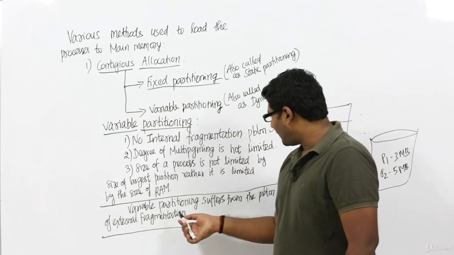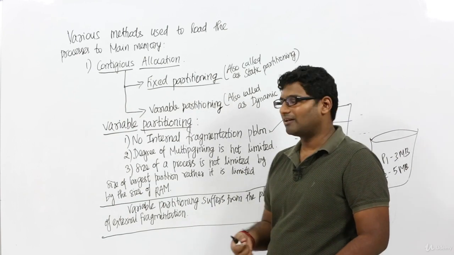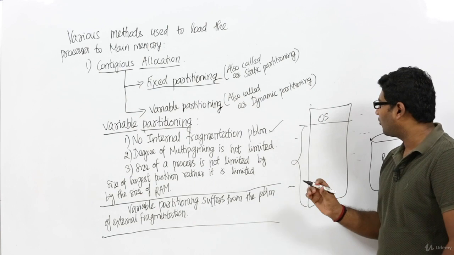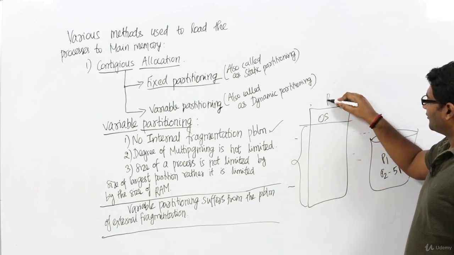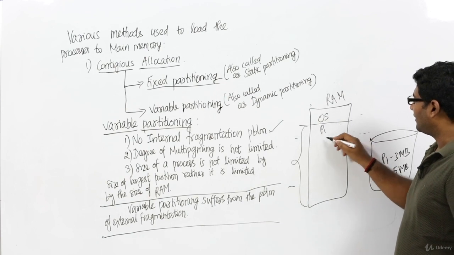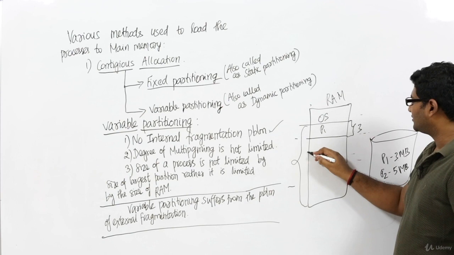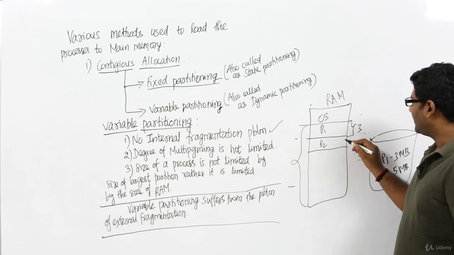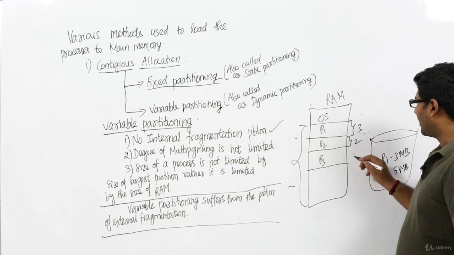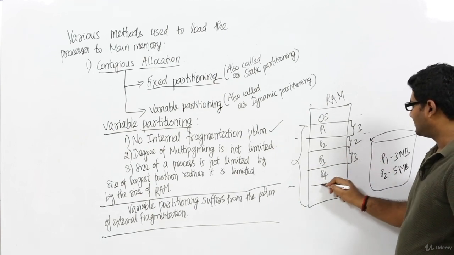Now, variable partitioning suffers from the problem of external fragmentation. Let's see what is meant by external fragmentation. Let us assume our OS code is present inside the RAM. This is our RAM. Let us assume process P1's size is 3 MB and it got occupied. A new process, say P2, came into the RAM and its size is 2 MB. A new process, P3, came into the RAM, its size is again 3 MB, and P4 came into the RAM, its size is 2 MB.